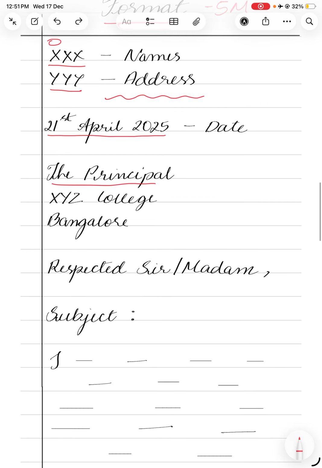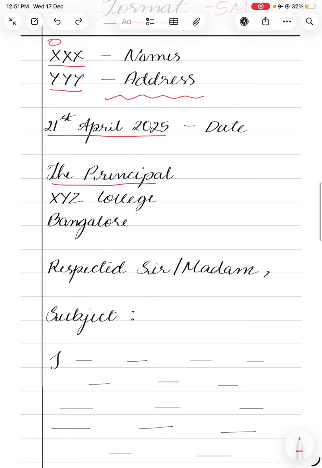So you wrote down your name and then you wrote down your college name, any college. Since they've asked for a neighboring college, I've written Krishna PU College. If you want, you can write any particular college. Suppose they give the name of the college in the questions, then you can write that name of the college. Now moving on, talking about the date, the format of the date.